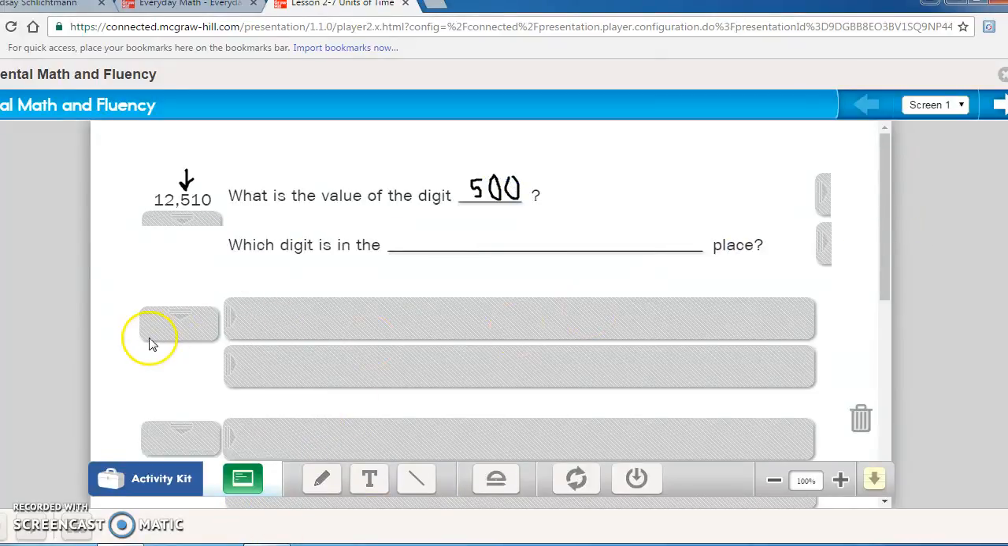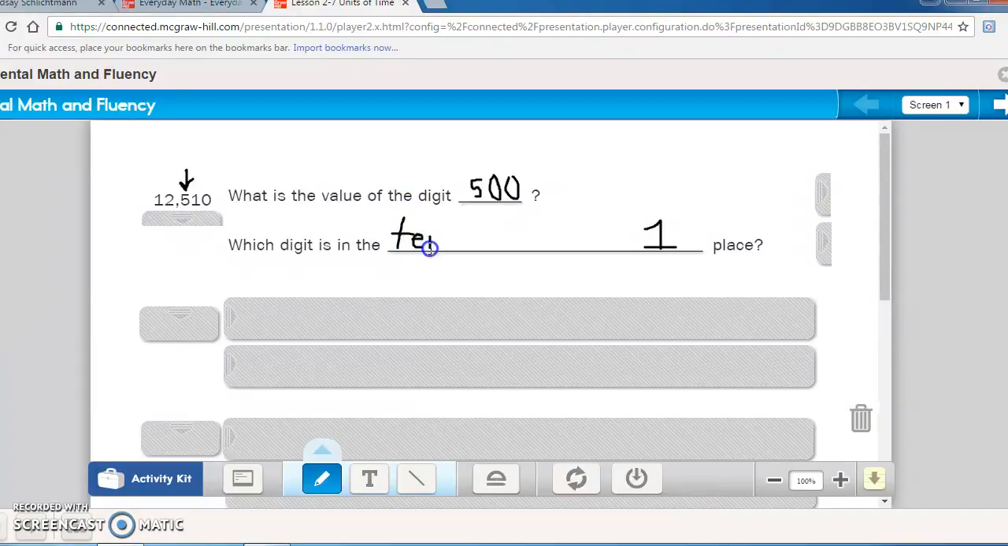Which digit is in the 10,000s place? Well, you should be using your flip book or the magnets at the front of the room and be thinking ones, tens, hundreds, thousands. So which digit is in the 10,000s place? And you should have the number 1. So what's the digit's place? Again, 10,000. Not what is its value.